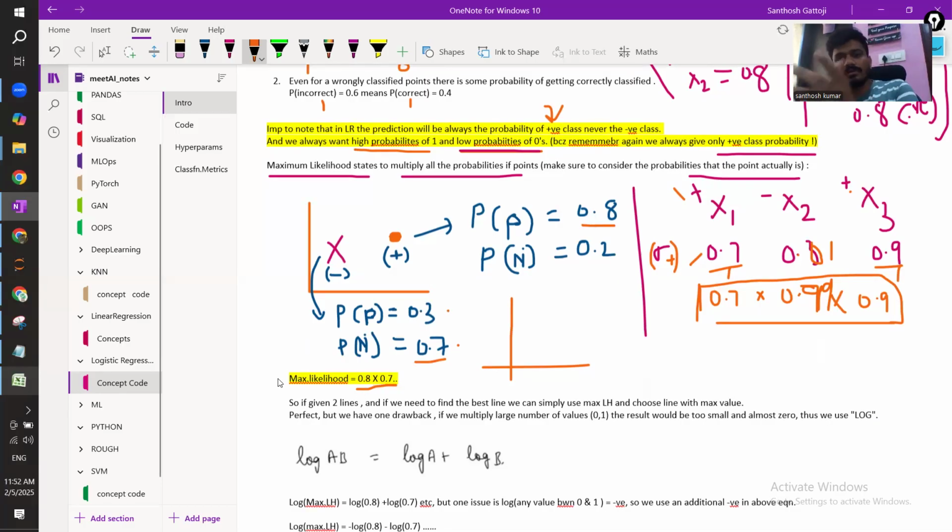If you have 10 points, you will use ten multiplications. Similarly, if you are given two lines and need to find the best line, we can simply say take the maximum likelihood, and choose whichever line gives it. So we are close to the final solution, but can we stop here with the maximum likelihood? No, because everything is fine, no issue.